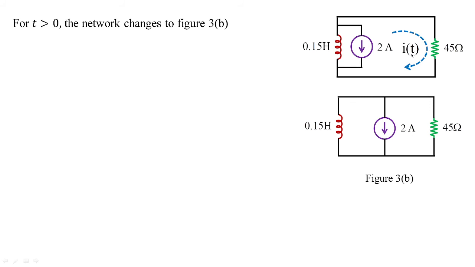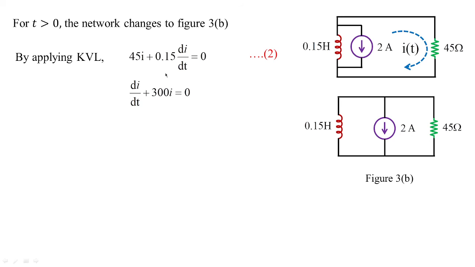So I of t is the transient current. Applying KVL to this closed circuit, I have 45I plus 0.15 di by dt is equal to 0. Now this we are treating as equation 2, and I am changing this equation by dividing by 0.15, which will give you di by dt plus 300I equal to 0. Now this equation is treated as 3.